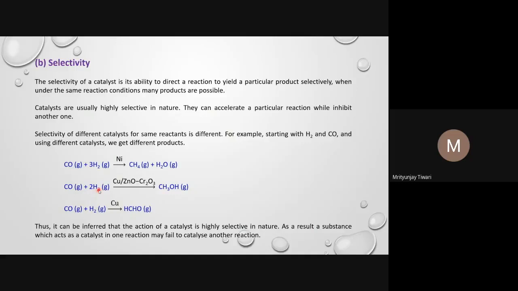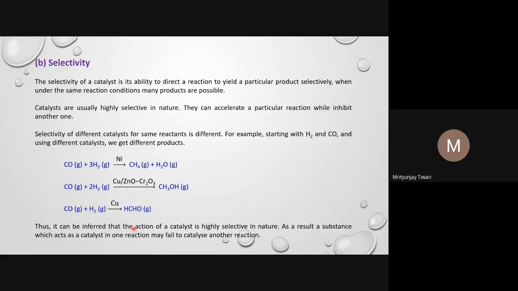Water gas, CO plus H2, when it reacts with hydrogen in the presence of ZnO-Cr2O3 or copper-Cr2O3, forms methanol, and CO plus H2 water gas reacts with two molecules of hydrogen in the presence of nickel to form one molecule of methane and water. And water is in the form of steam. So water is steam, the gaseous form.